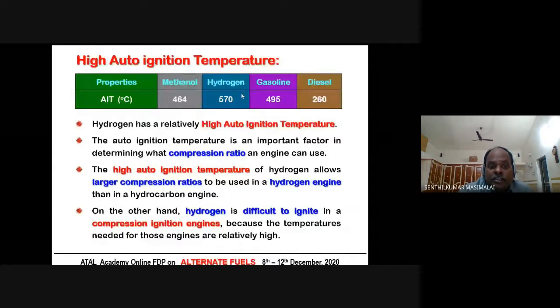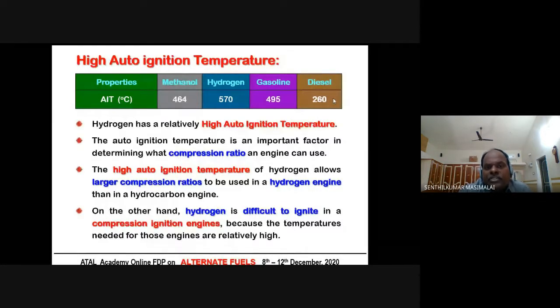See, this high auto ignition temperature, in one way, is a drawback for using hydrogen in a diesel engine. We cannot use hydrogen in a diesel engine directly. I'm telling why hydrogen is preferred in a spark ignition engine and not in a diesel engine. One of the reasons is that hydrogen has a very high auto ignition temperature. Because of it, hydrogen cannot be automatically ignited in a diesel engine.